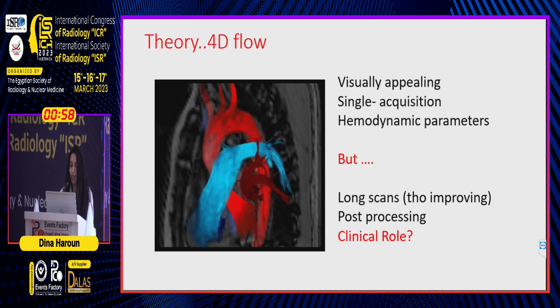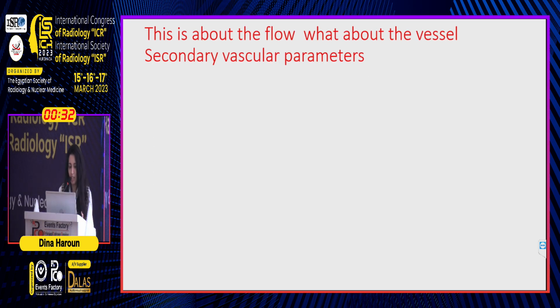The theory of 4D flow is visually appealing, colorful imaging, and we can go through it to get the hemodynamic parameters. But, and there's always a but in the field of medicine, there are further achievements needed. It has long scan time, difficult post-processing, and requires special post-processing workstations. This is about the flow. What about the secondary vascular parameters?